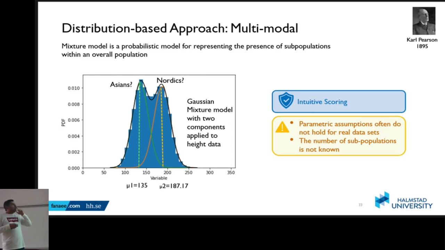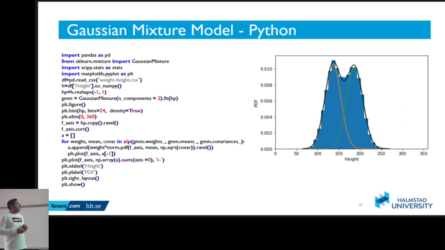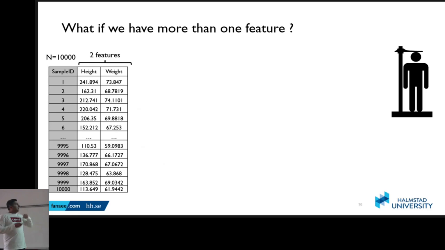So this is an intuitive scoring like the previous one, but the advantage of this approach is that the number of subpopulations does not need to be known. We should try different numbers of subpopulations and fit the data to see which one works better. This is the code for the Gaussian mixture model.